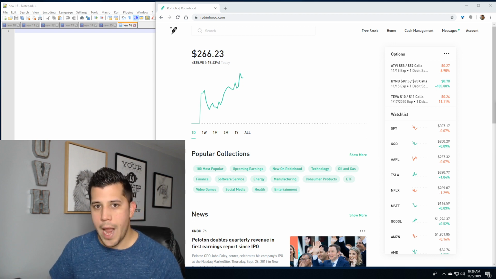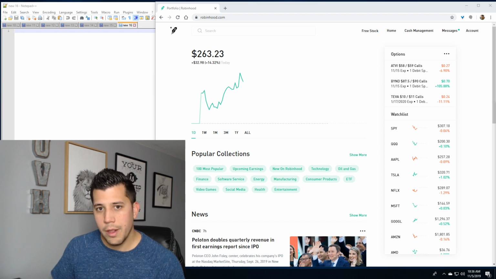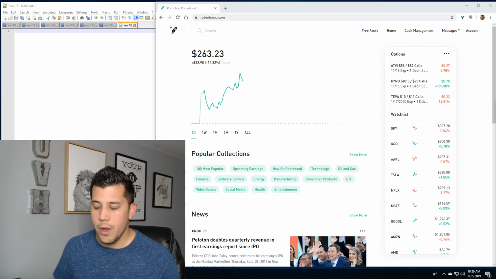So what is a debit versus a credit? Debit means I'm going to actually be paying money for the position, versus a credit, where I would be receiving a credit for that position. So that is why it's called a debit call spread.